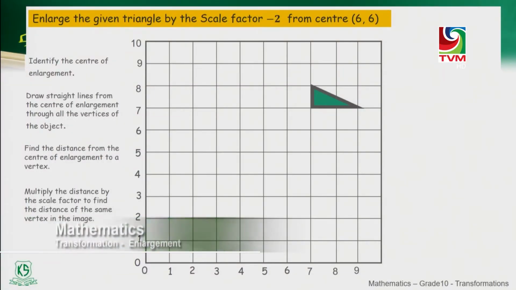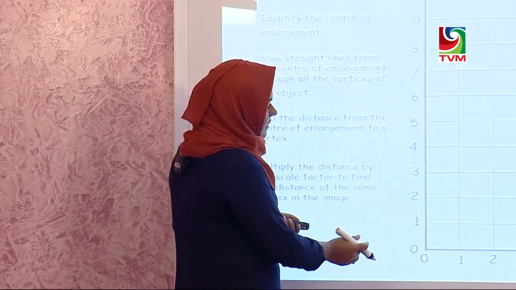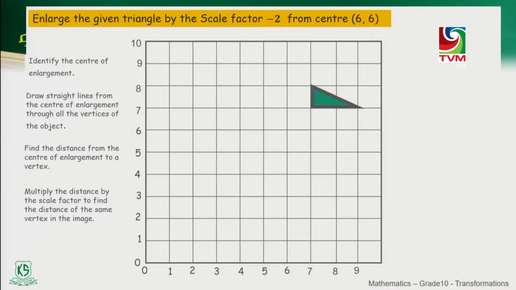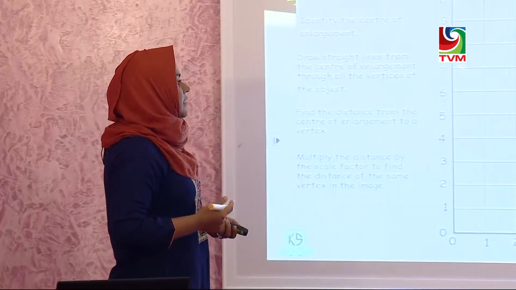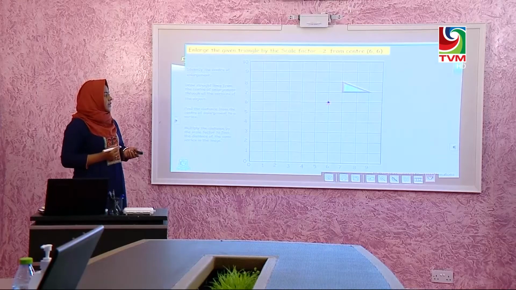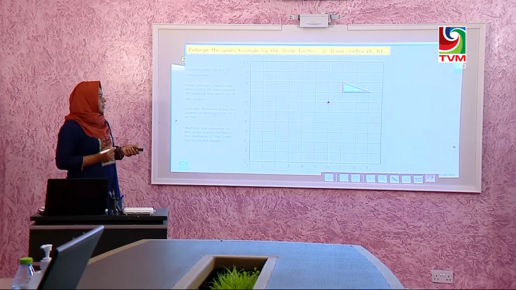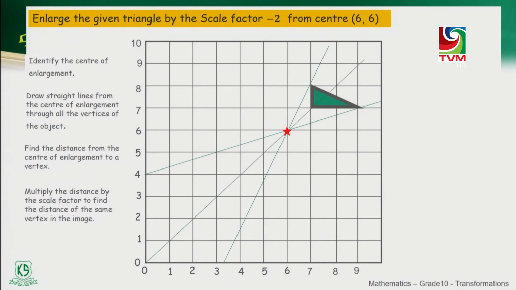This time our center of enlargement is 6,6. Identify the center. 6,6 means x value is 6, y value is also 6. So here this is our center of enlargement. Mark the point on the grid. From the center of enlargement, draw straight lines through all the vertices, same way. Now here you have to be careful when drawing the ray lines. If you have a negative scale factor 2, your image will be on the opposite side of the center of enlargement. So draw your straight lines to the opposite side of the center, like the same way here.